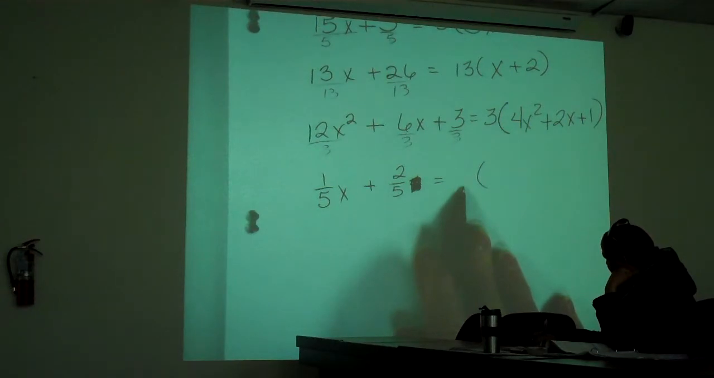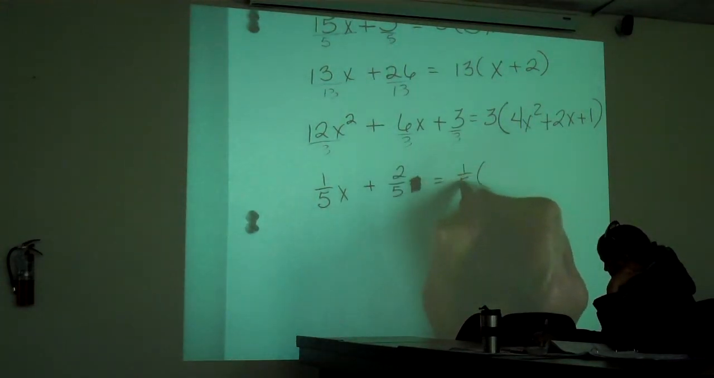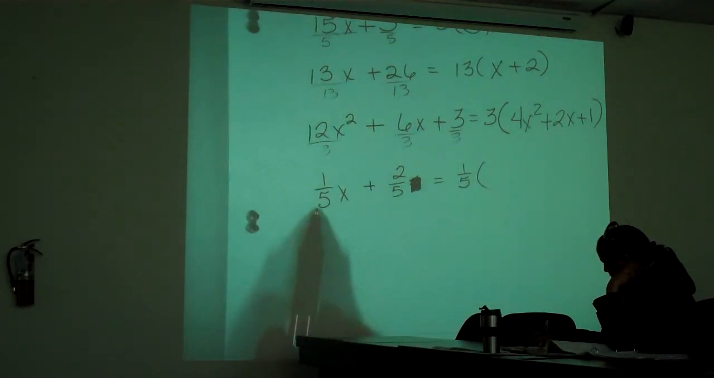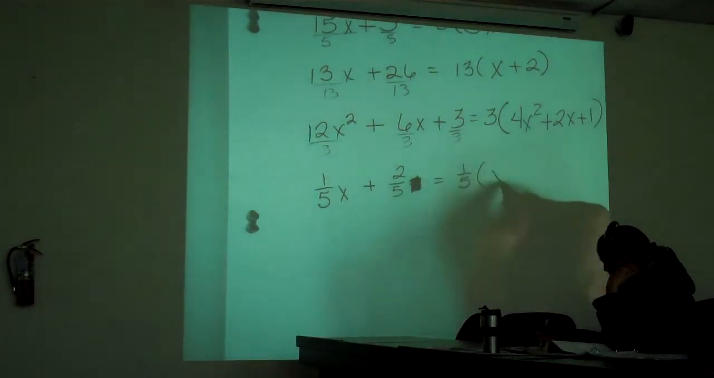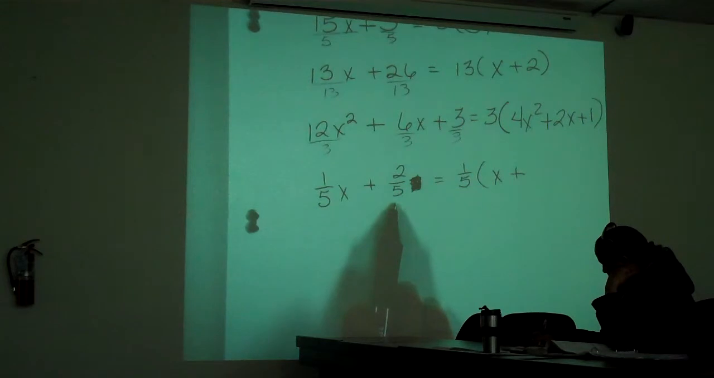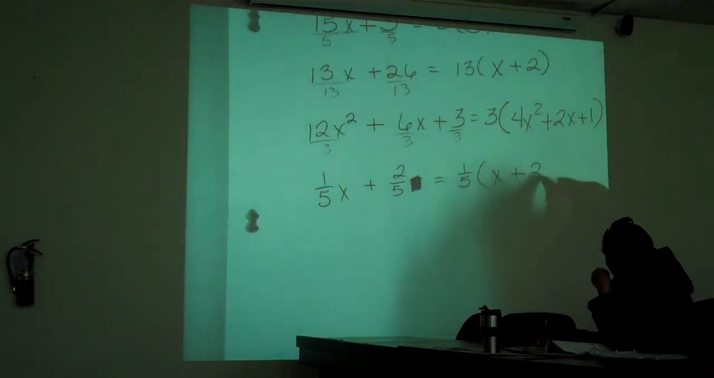What do they have in common? The 5 on the bottom, so 1/5. Okay, we're going to factor out 1/5. What would you multiply to get this? Just the x, right? Plus, what would you do 1/5 times to get 2/5? Times it by 2. If you times it by 2, then you get 2/5.